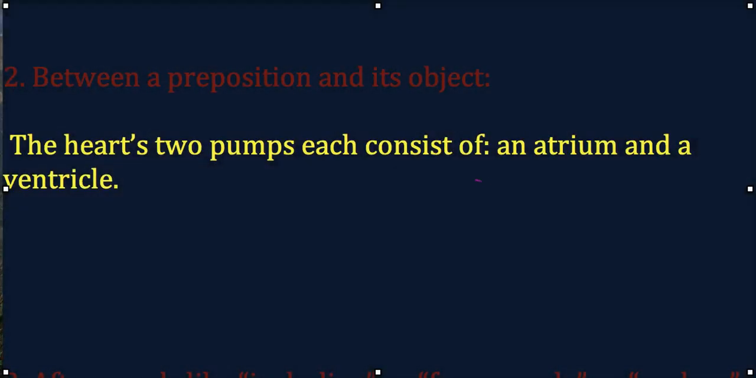The second time there often is a mistake is between a preposition and its object. Sometimes people put a colon in here. "The heart's 2 pumps each consist of: an atrium and a ventricle." So yes, there are some details following, but we are in the middle of a prepositional phrase, so you don't want that there at all.